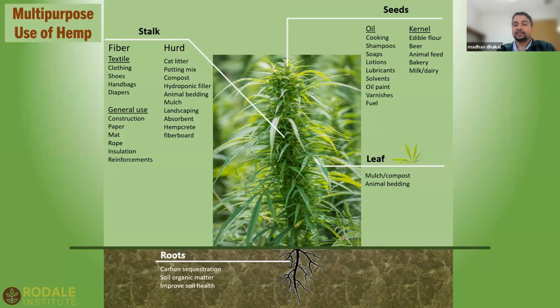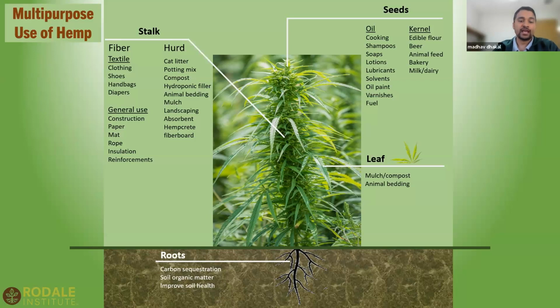And the seed can be used to extract oil for cooking, shampoo, soaps, lotions, solvents, paint, varnishes, and fuel. And the kernel can be used for edible flour, beer, animal feed, bakery, and milk. The leaf, specifically the nitrogen-rich leaves, can be used for compost, mulching, and animal bedding as well.